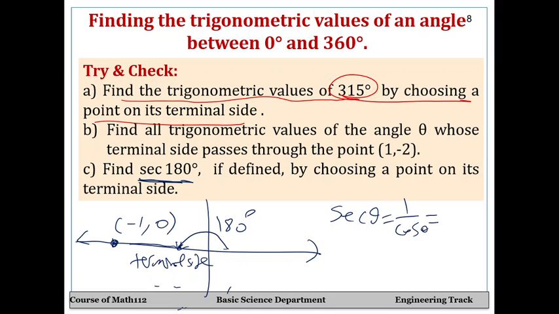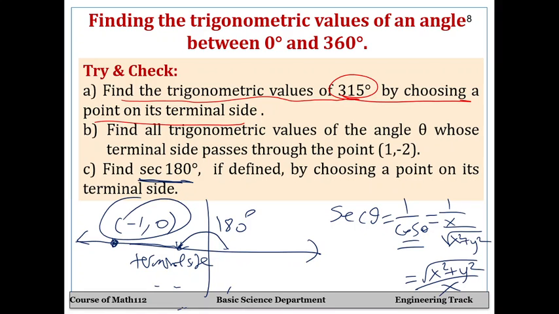And if you write the formula for cosine theta, you will end up with x over the square root of x squared plus y squared. So it will be 1 over x over the square root of x squared plus y squared. And when you do this, it will be the square root of x squared plus y squared over x.